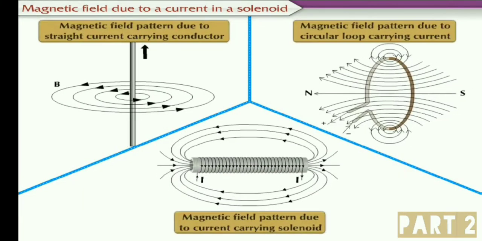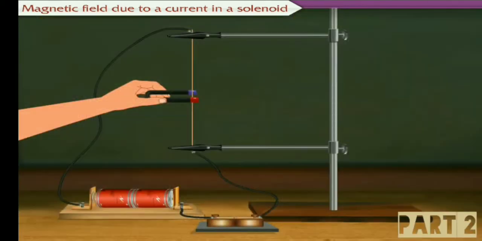Till now we have studied the magnetic field pattern due to the current passing through conductors of different shapes. Let us now understand what happens when a conductor carrying current is placed in a magnetic field. Force acting on current carrying conductor in a magnetic field. Let us perform an activity to understand this concept.